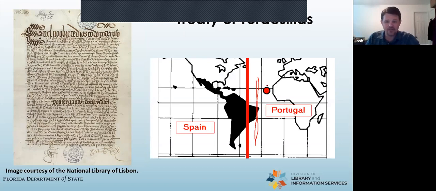Again, here's the Azores right here. That's the basis for this meridian. Meridians are up and down lines. And so the Inter Caetera says, Spain, you get everything over here to the west. Portugal, you get everything over here to the east, because they had already made a pretty big toehold in Africa, and they wanted to keep that.